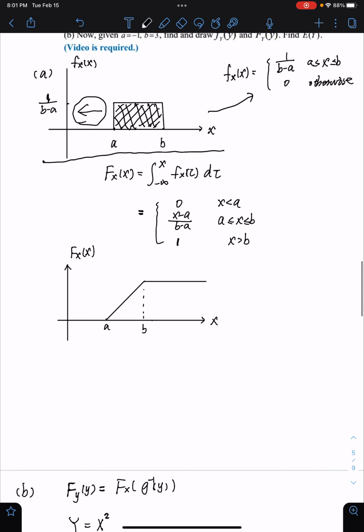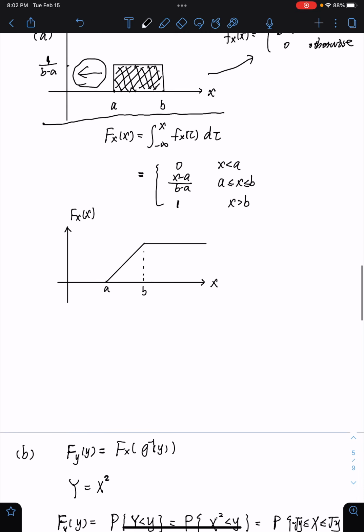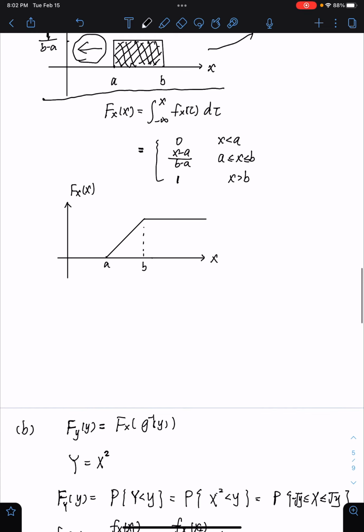And when x is between a and b, the value of big F_X equals x minus a divided by b minus a. And when x is larger than b, the accumulated probability equals 1, because it covers all the area of f_X. So we can draw the graph of big F_X according to these three conditions, which is like this.